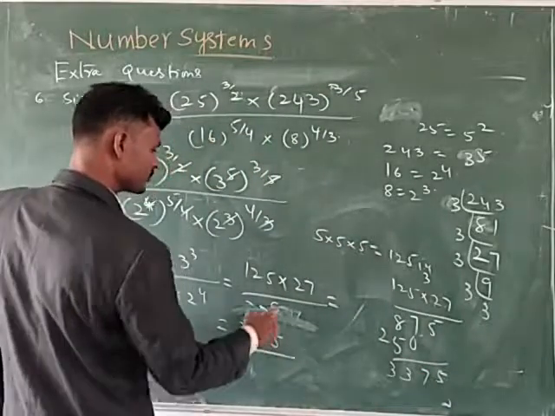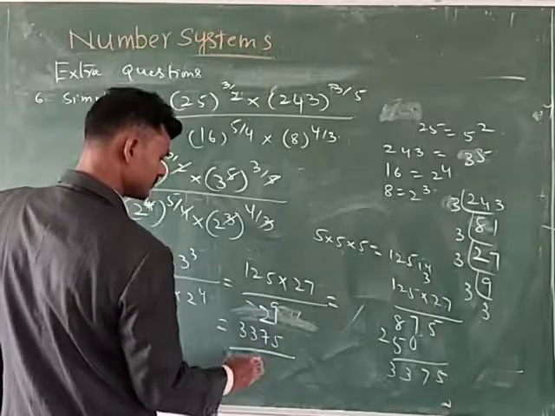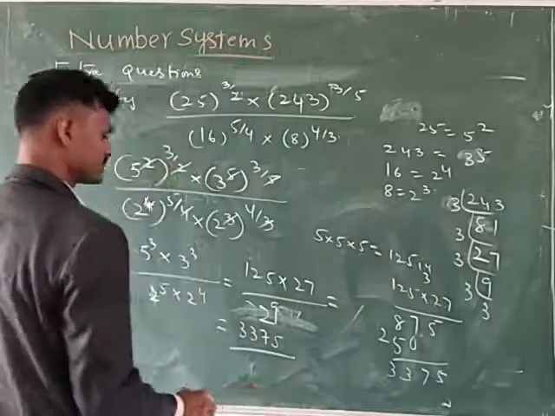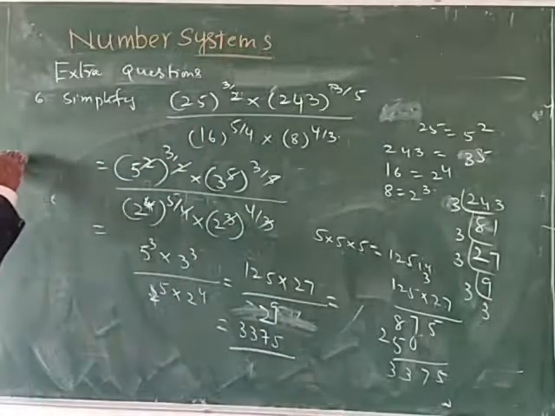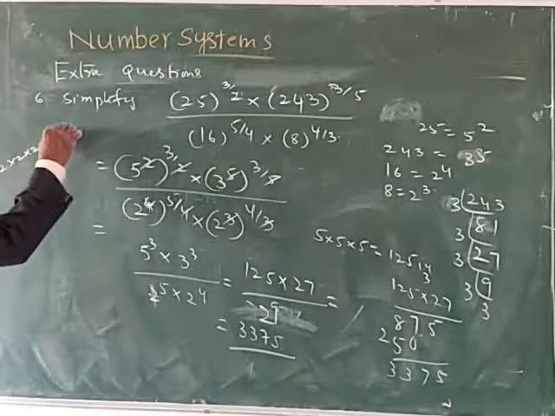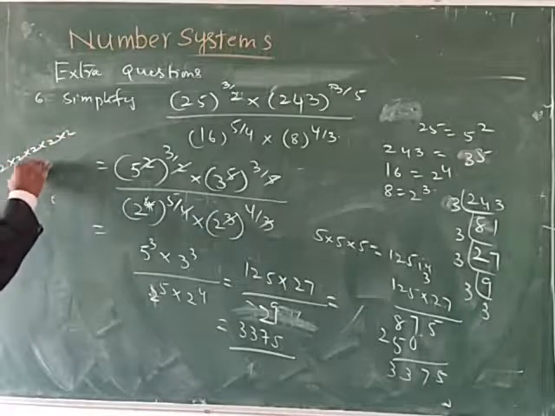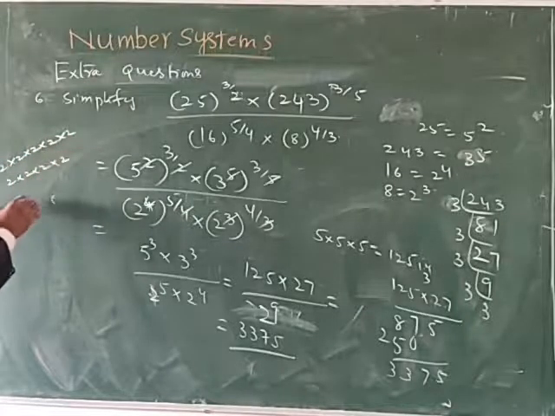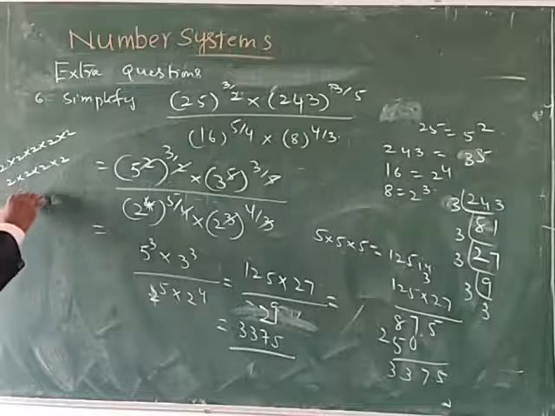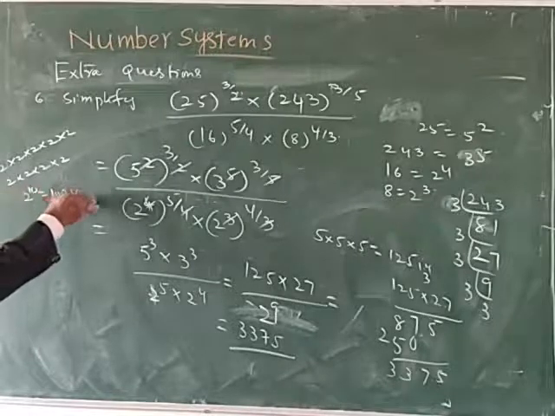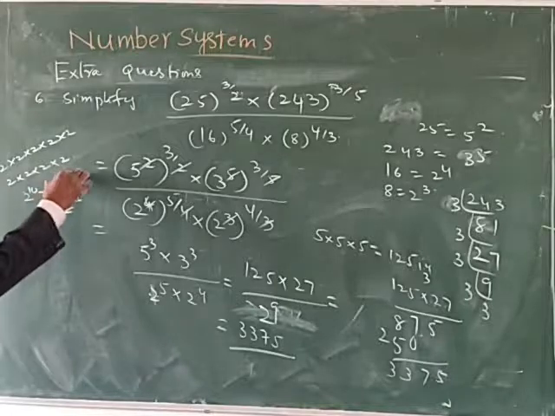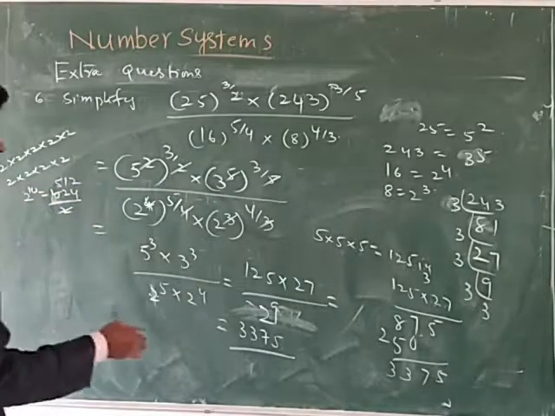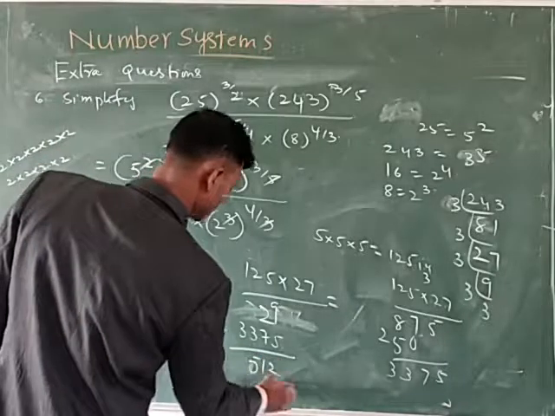Here this one is 3375 by 2 power 9. How much is 2 power 9? 2 into 2 is 4, and so on, 1, 2, 3, 4, 5, 6, 7, 8, 9. Here actually 2 power 10 means 1024, by 2 means 512. So 3375 by 512 is the answer.